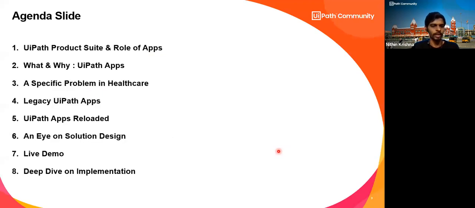Let's move to the important part, which is the agenda for today. We have these topics listed. We'll first see what the UiPath platform is, how it is structured, and then the role of apps inside that platform structure, and specifically what UiPath Apps is and why we are going to use it. Once we know why, obviously we need to implement it in some real-time scenarios. So we'll take an example from the healthcare domain to see how Apps fits into that particular problem, and the features of the apps, what we had previously and what we have now, and how much better it is. And then an eye on solution design.